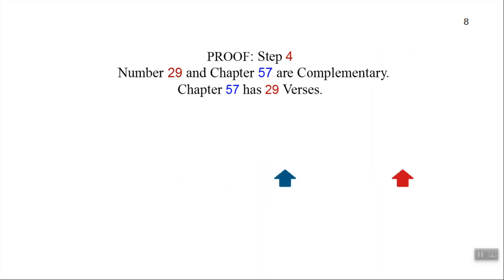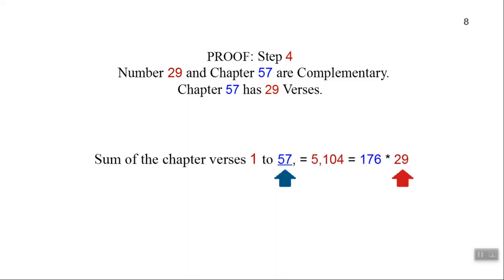Step 4. Number 29 and chapter 57 are complementary, and chapter 57 has exactly 29 verses. And the sum of the chapter verses of the Quran from chapter 1 to 57 is 5104, which is equal to 176 times 29 verses.